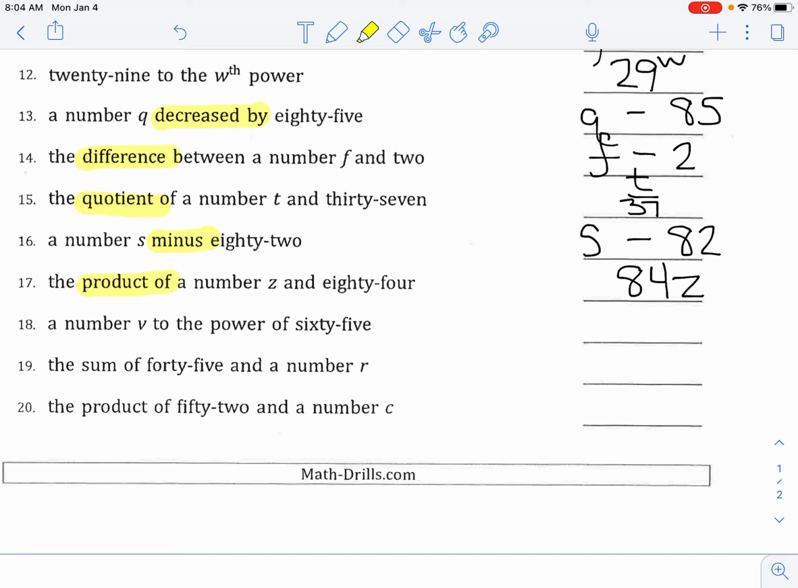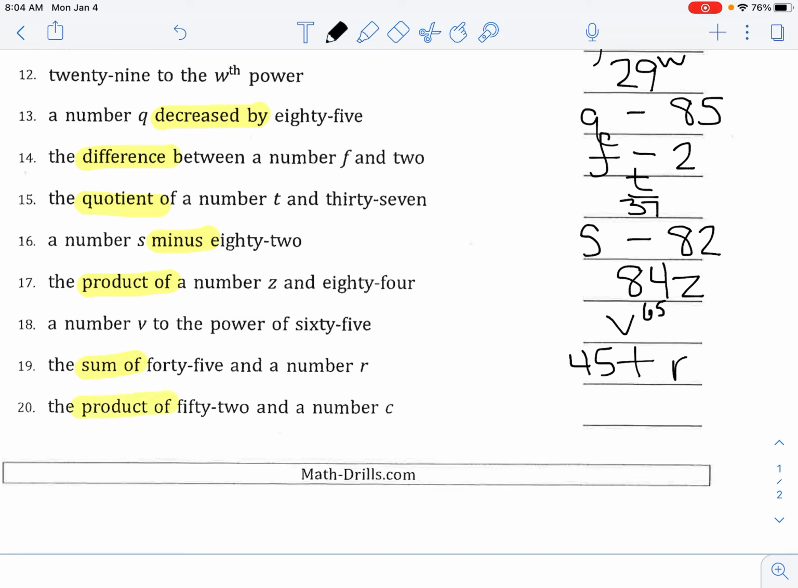Number 18, a number v to the power of 65. So a number v to the power of 65. Number 19, the sum of always means addition. The sum of 45 and a number r, 45 plus r.